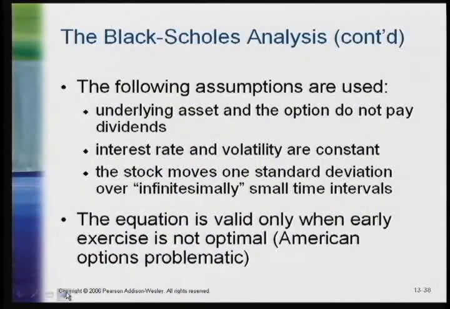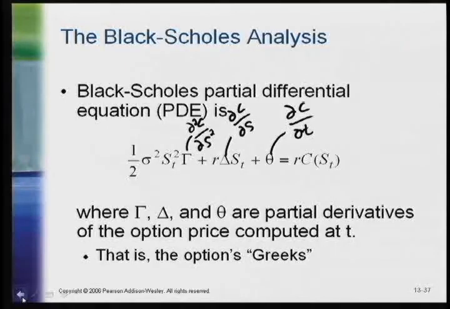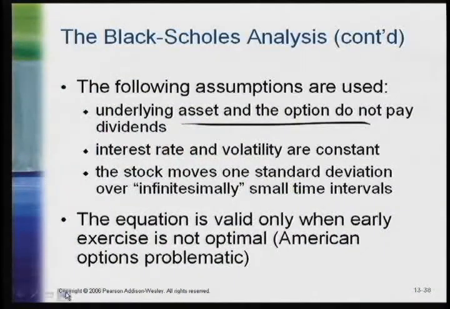There are assumptions, of course, underlying the Black-Scholes analysis, and that is that we don't have dividends, and certainly this equation can be adjusted if the underlying asset pays dividends. That's not a problem, but in the form that we just saw, there's no dividends. The interest rate and volatility are constant. This equation explicitly assumes r and sigma are constant, and that the stock moves one standard deviation over infinitesimal time periods. We'll see this more in the context of Ito processes and Ito's lemma.